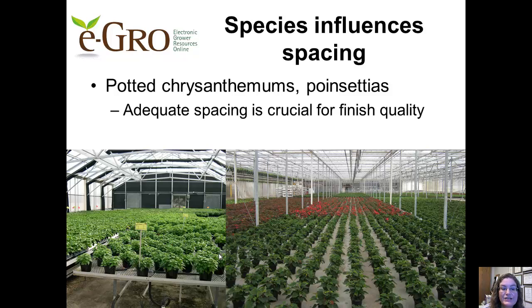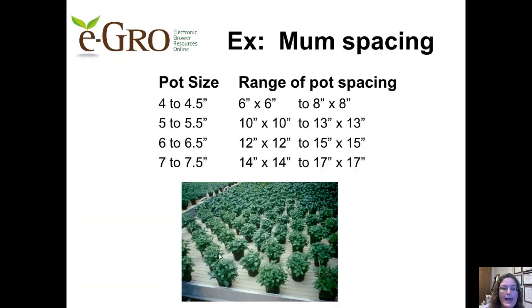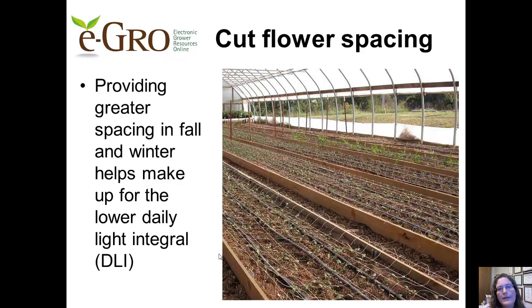However, the finish, shape, and quality of crops like potted chrysanthemums and poinsettias is dramatically influenced by adequate spacing. As an example, this table provides specifications for potted mum spacing based on different container sizes.